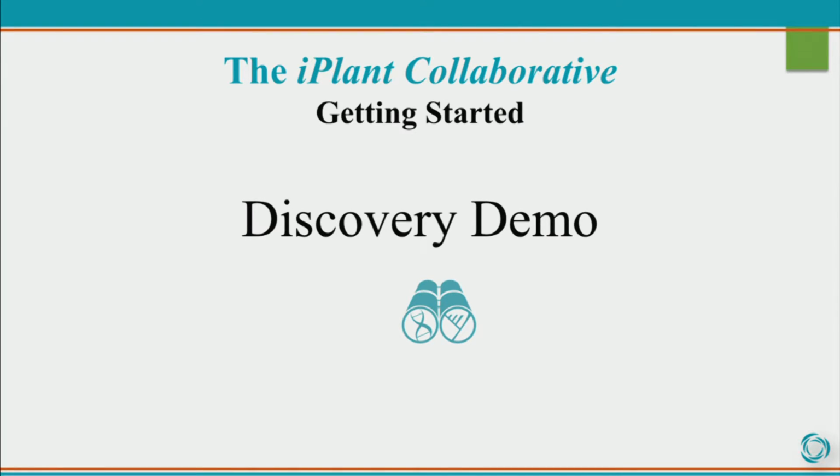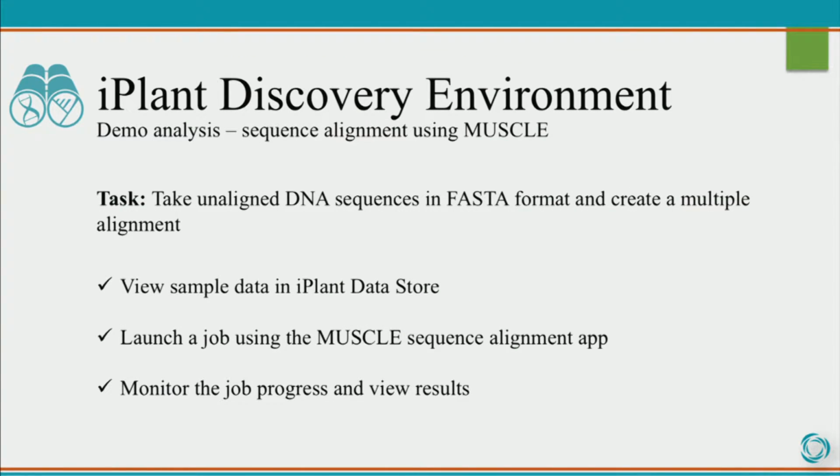Okay, so let's do a demo. In this demo, we're going to do a really simple analysis that lets us touch most of the basic parts and pieces of doing any analysis within the discovery environment. We're just going to take some unaligned DNA sequences in FASTA format and make a multiple alignment. So very simple. We'll take a look at the data, use an application called Muscle to build a multiple alignment, and then we'll monitor the progress and view the results.